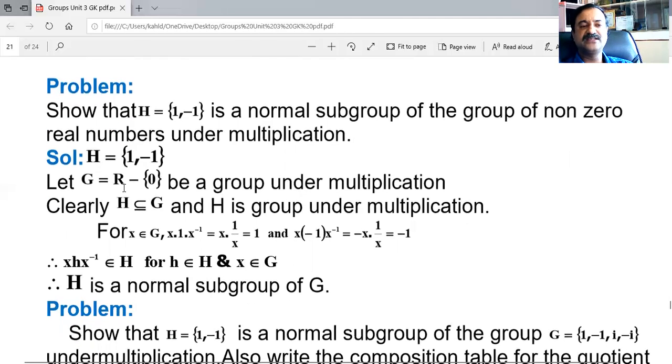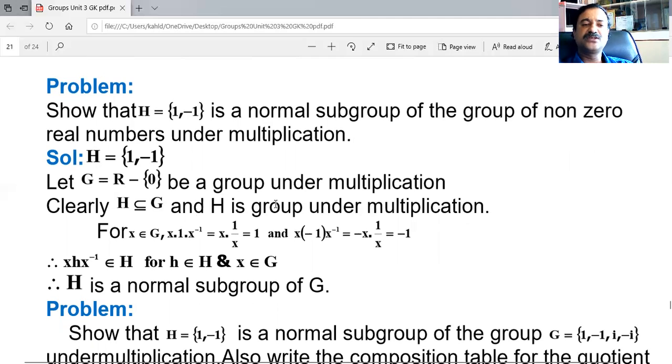Clearly H lies in R, because these are the non-zero real numbers. H is in R minus 0, and R minus 0 can be taken as G. So H is a subset of G. We know that H is a group under multiplication.